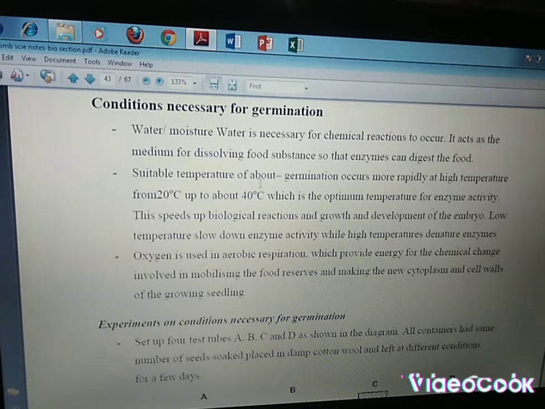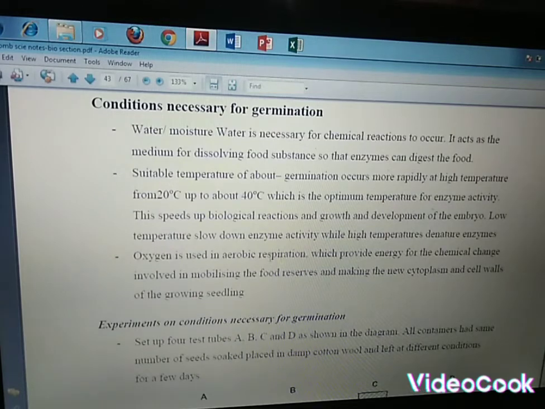And you also need suitable temperature. We need a suitable temperature for germination to take place. That's why in winter, only a few seeds can germinate, right? Because it's way too cold. There is no suitable temperature there. But in summertime, we've got temperatures of about 20 degrees, 40 degrees, going up like that. So the higher the temperature, the higher the enzyme activity. All biological reactions are also taking place at a higher rate inside your embryo.